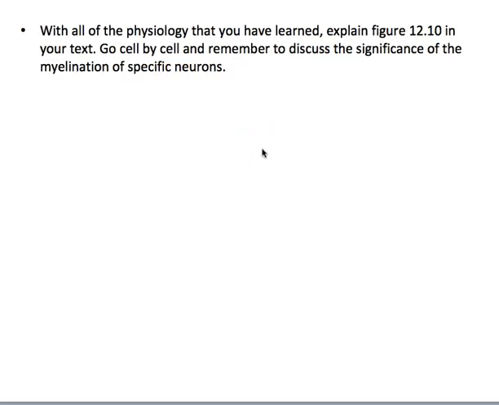With all the physiology you've learned, explain figure 12.10 inside your text. I'm without a textbook in front of me, but if I remember when I was writing this question out, this is that first order neuron that activates the second order neuron that travels to the thalamus that ended up traveling to the cortex of the brain. And then you have an upper motor neuron that activates a lower motor neuron.